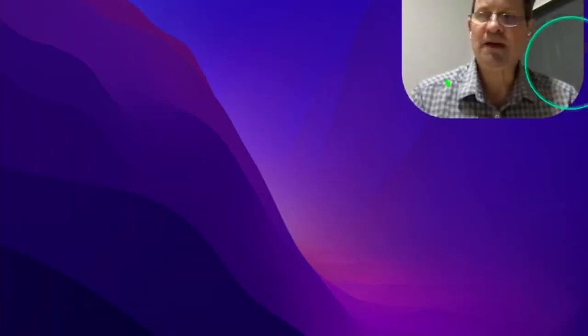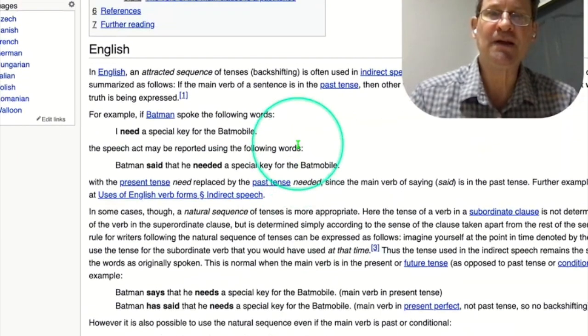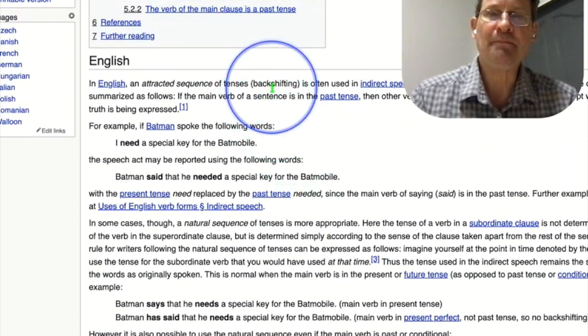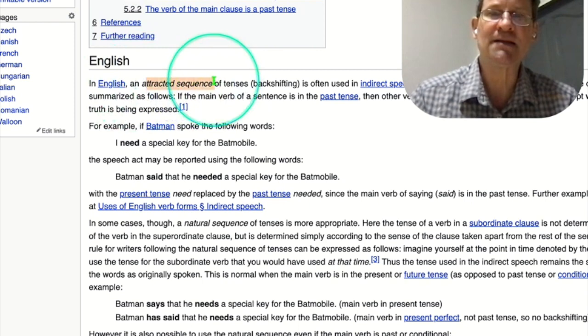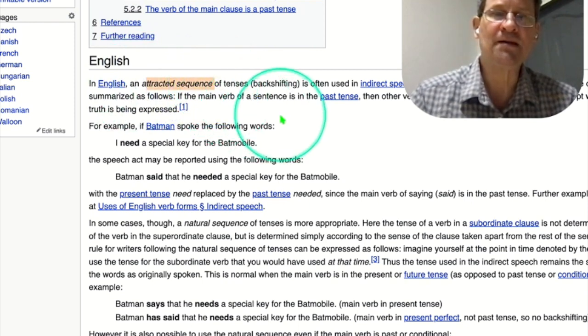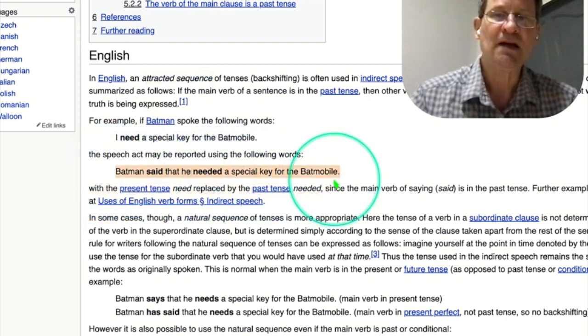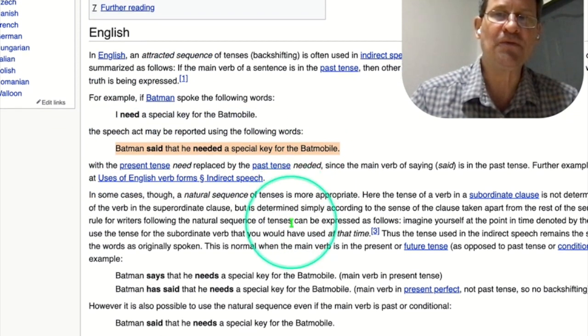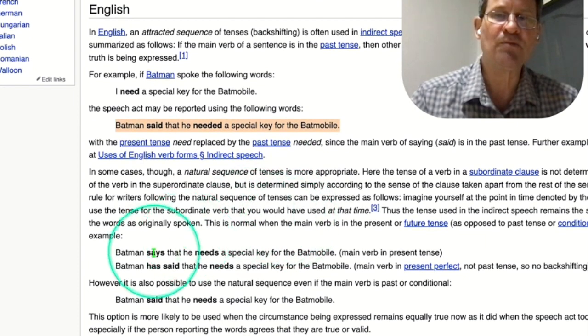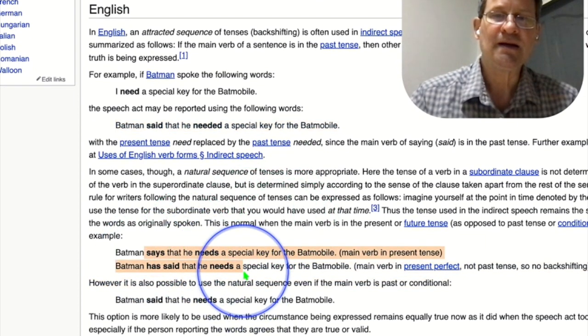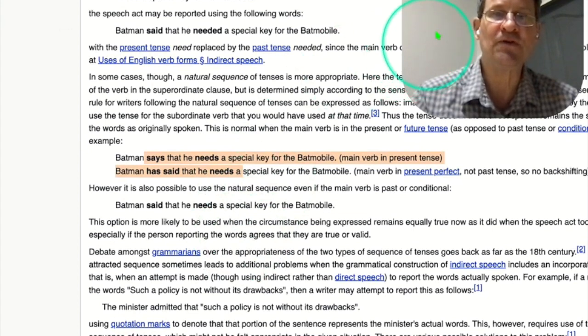In Wikipedia, it mentions backshifting, but they call it here attracted sequence. I find that's not quite complete because attracted sequence can be different aspects. Whereas backshifting is specifically this here. In this case here, you see an example with reported speech. Unfortunately, this only shows reported speech. It's not as complete as what I just explained.